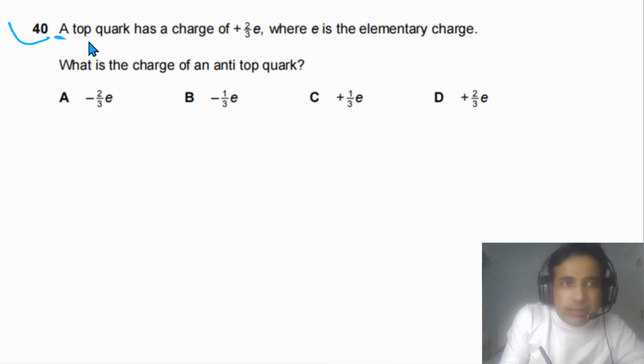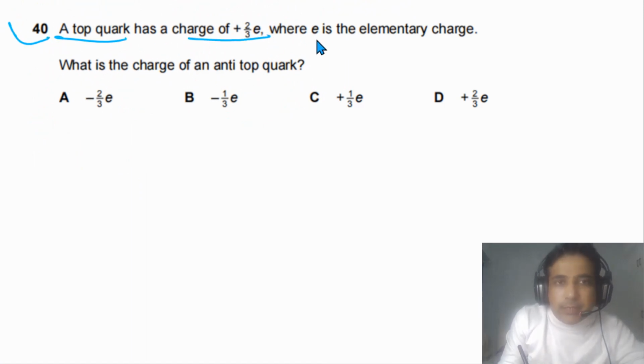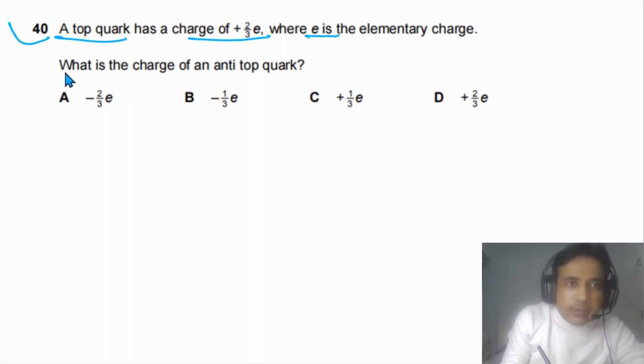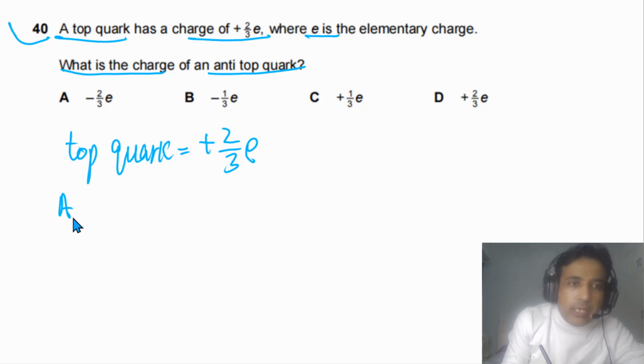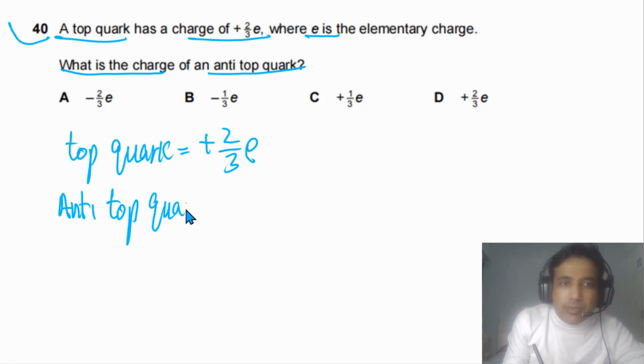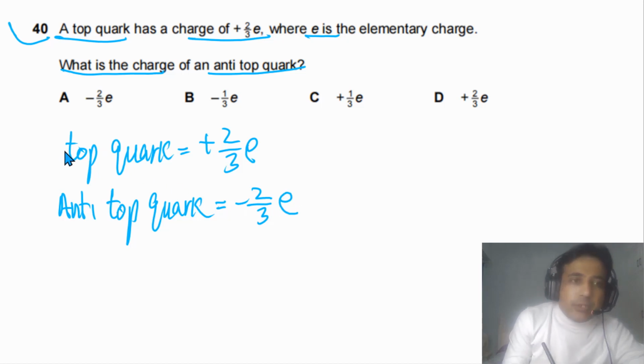Question 40 says a top quark has a charge of +2/3 e, where e is the elementary charge. We need to find out what the charge on an anti-top quark is. For the top quark, it is given to us that the charge on the top quark is equal to +2/3 e. So the charge on the anti-top quark has to be opposite in sign but equal in magnitude. So the anti-top quark's charge has to be equal to -2/3 e, because the top quark is a particle.